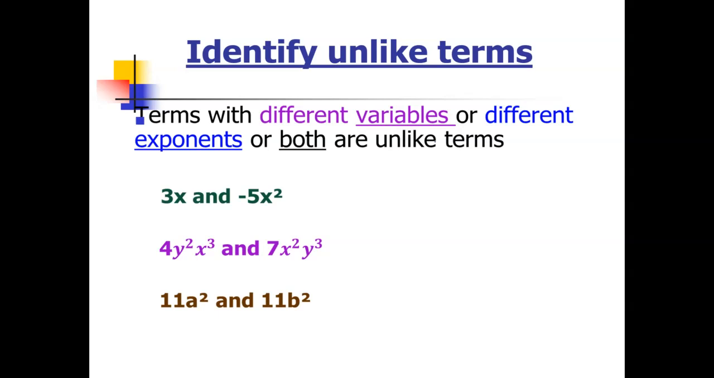11a squared and 11b squared. Exponents are the same, 2 and 2, but the letters don't match, a and b. 11 is a numerical coefficient, keep in mind. We're comparing a and b, the variables don't match, and therefore it's an unlike term. Now, anything you want to combine, you have to make sure the terms are like first. So let's begin combining.